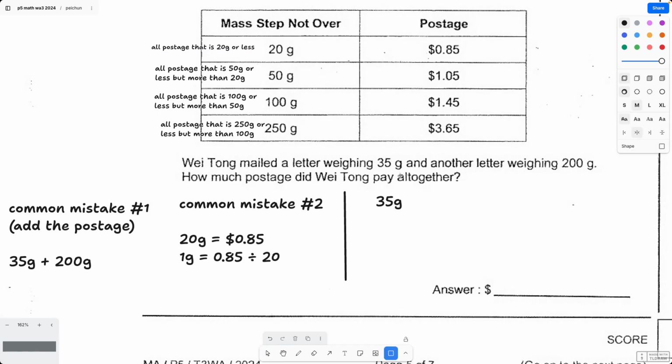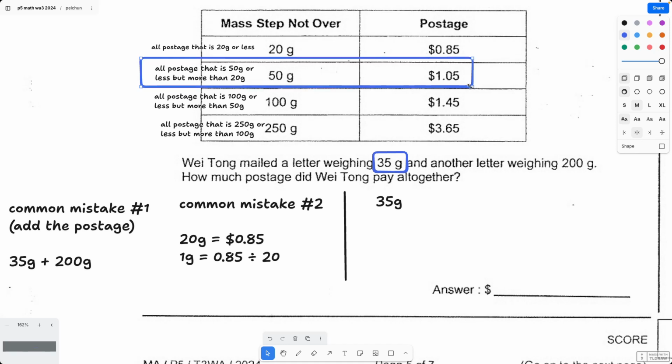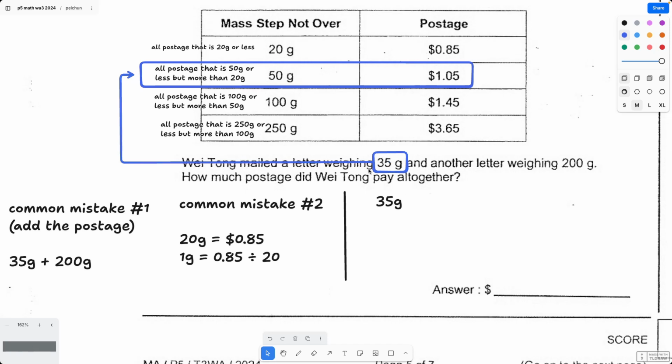So the 35 grams, let me see, put a rectangle over here. I'm going to put blue. 35 grams goes to this one, because all postage that is 50 grams or less but more than 20 grams. So this is where 35 grams is, right? Okay, so I'm just going to put an arrow as well, like this. So 35 grams is over here.